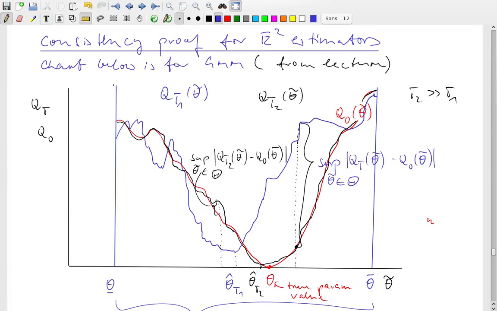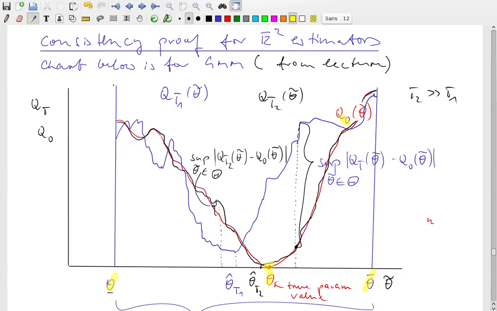And note a couple of things which are necessary for consistency. We have this bounded parameter space, which is lower bounded by theta under bar and upper bounded by theta over bar. There is this limit function Q naught, the red function in the plot, which has a unique minimum at this parameter value theta down here. I depicted it in a way such that this minimum is at the function value of 0, which corresponds to the GMM case.